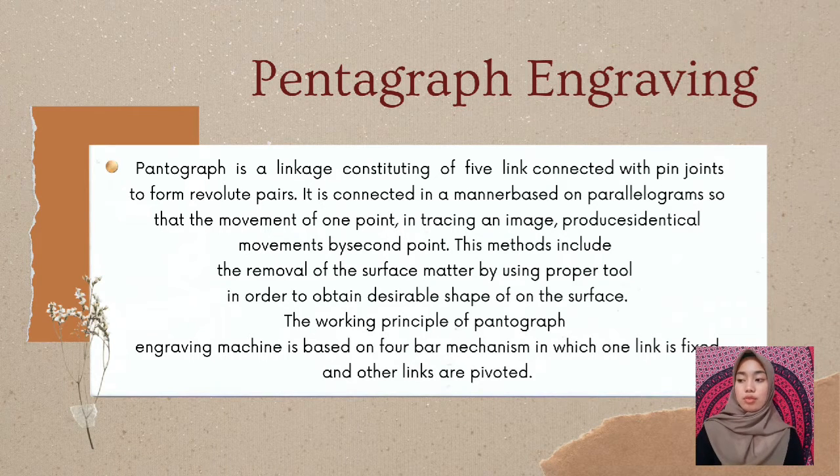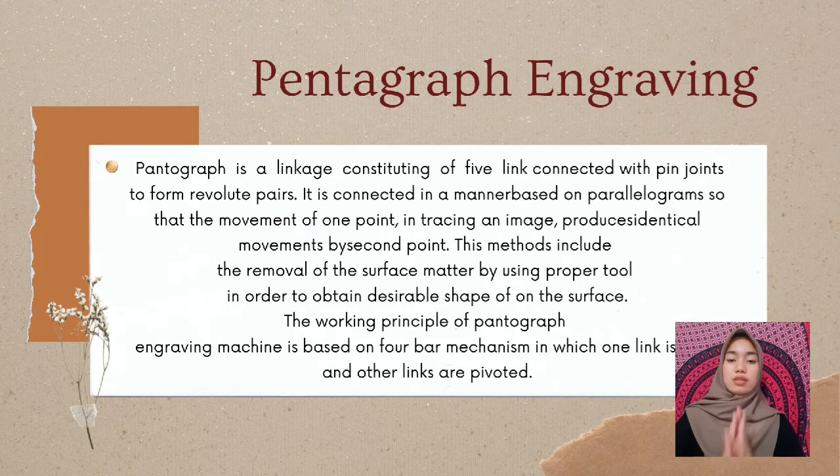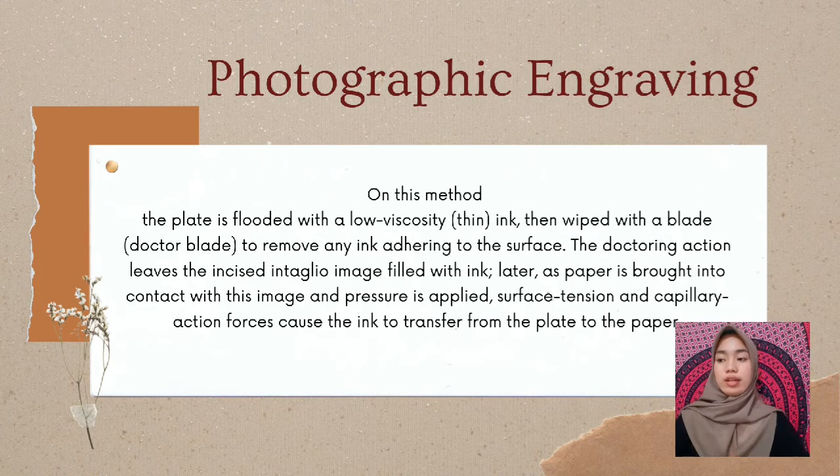These methods include the removal of the surface matter by using a proper tool in order to obtain the desirable shape on the surface. The working principle of this method is the engraving machine, which is based on a 4-bar mechanism in which one link is fixed and the other links are pivoted. And last but not least is photographic engraving.